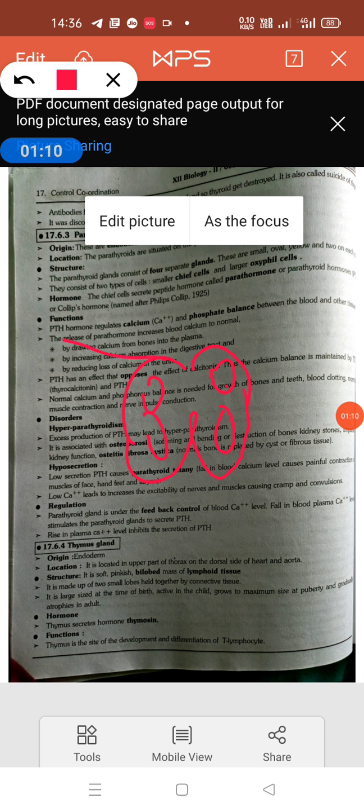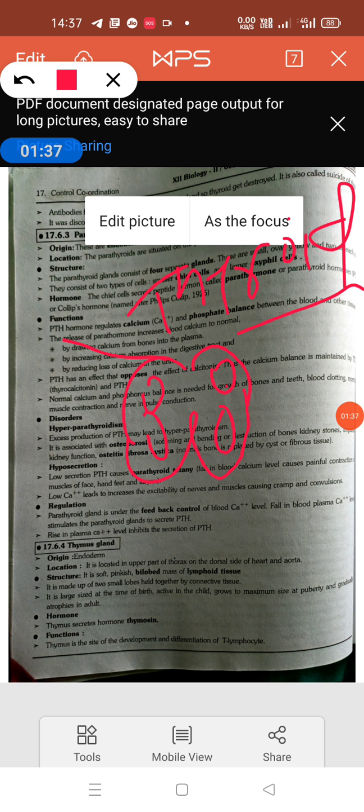This is a thyroid gland. Ventrolaterally in the neck region, just below and in front of the trachea, in between the larynx and the trachea. So the two pairs of parathyroid glands consist of four separate glands, and these are small, oval, yellow, two on each side.